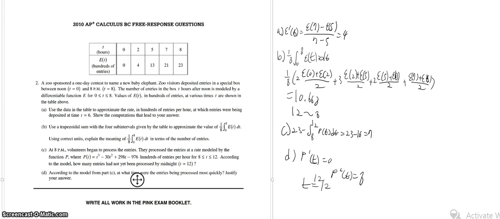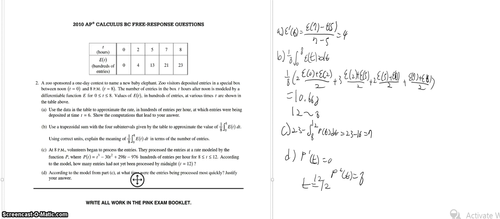A zoo sponsored a one-day contest to name a new baby elephant. Zoo visitors deposited entries in a special box between noon, which is t equals 0, and 8 p.m., which is t equals 8. The number of entries in the box t hours after noon is modeled by a differentiable function E for 0 ≤ t ≤ 8. Values of E(t) in hundreds of entries at various times t are shown in the table above.